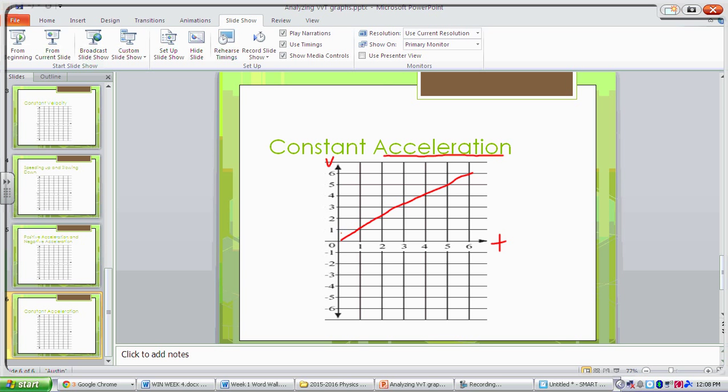If we had something like this one, this dotted one, you can see that that is curved. So initially the slope of this was very low, but then you can see that the slope changed to be more dramatic. So the fact that this is curved shows us that this dotted one here is a changing acceleration.